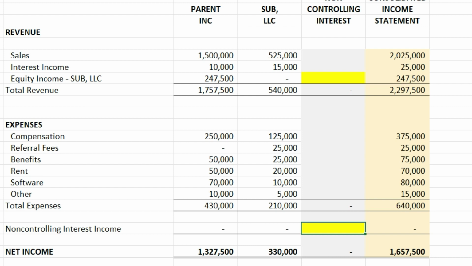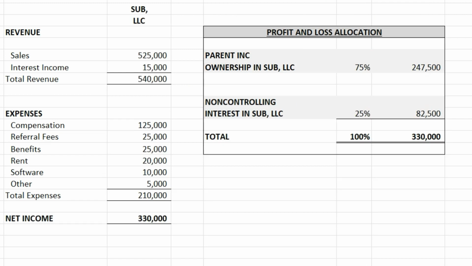With that out of the way, one thing we need to do when we're consolidating these two entities together is to get rid of the equity income, because we're now layering in sub LLC's total results in the consolidated financials. So let's go ahead and remove the equity income from the parent. Next thing we need to do is layer in, or layer out essentially, the portion that parent incorporated doesn't own of sub LLC, which is 25%. So we're going to take 25%, and it's going to be a negative, of sub LLC's net income, the portion that we don't own, and we're going to back that out of the financials.